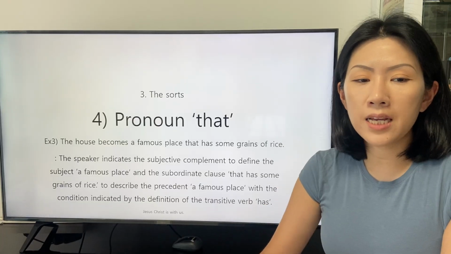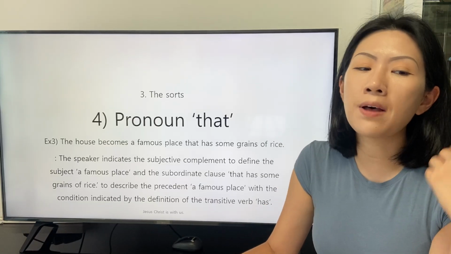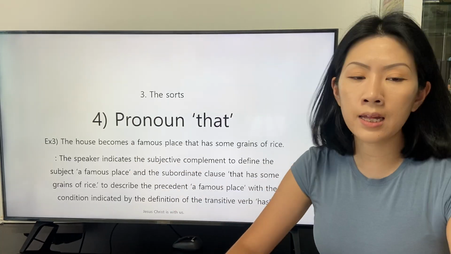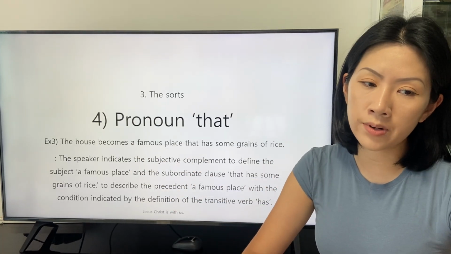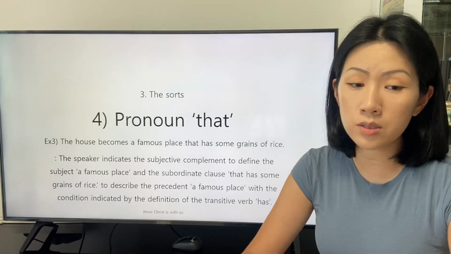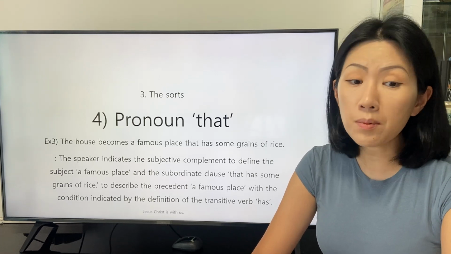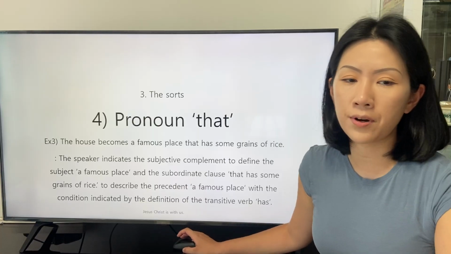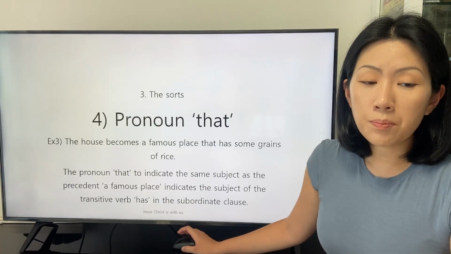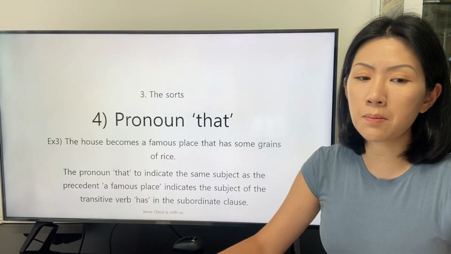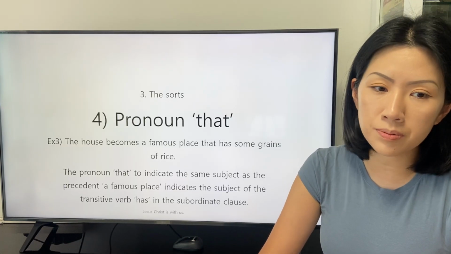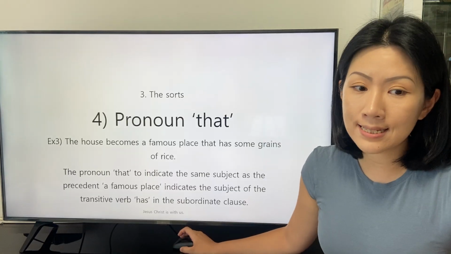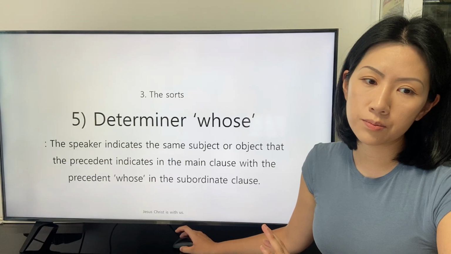The speaker indicates the subjective complement to define the subject of famous place, and the subordinate clause that has some grains of rice to describe the precedent of famous place with the condition indicated by the definition of the transitive verb has. The pronoun that indicates the same subject as the precedent of famous place to indicate the subject of the transitive verb has in the subordinate clause.